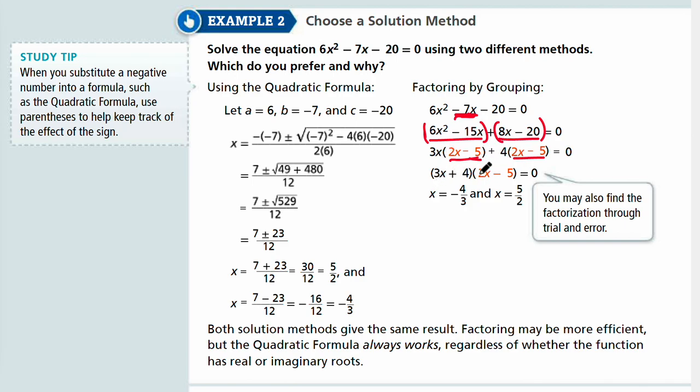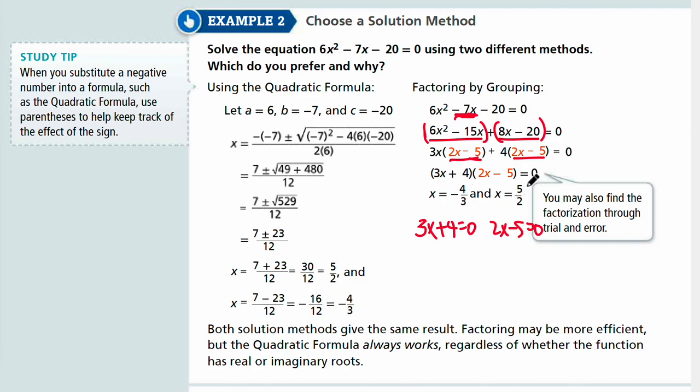So we have these two binomials at the end. 3x plus 4 times 2x minus 5 is equal to 0. And then you can solve them separately. 3x plus 4 is equal to 0. 2x minus 5 is equal to 0. If either of them equals 0, you're going to have a 0. So solve for these values. X would be either -4/3 or 5/2.